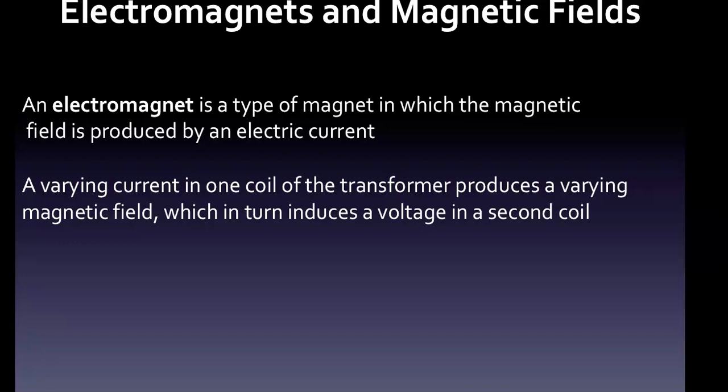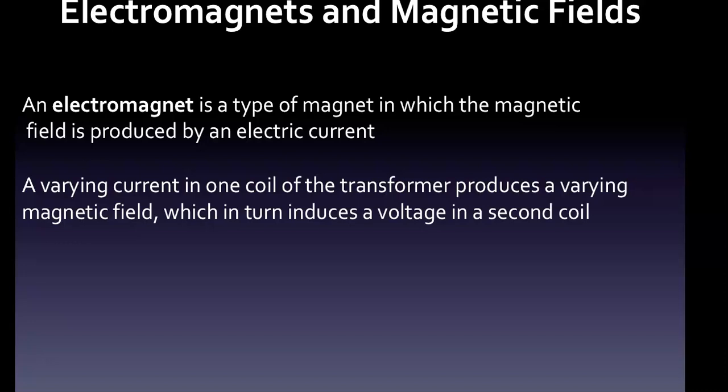Magnetic fields are widely used throughout modern technology, particularly in electrical engineering and electromechanics. Rotating magnetic fields are used in both electric motors and generators. A varying current in one coil of the transformer produces a varying magnetic field, which in turn induces a voltage in a second coil. I know I've said that probably like 3 times now, but just to really drive home the point of that as a concept that you want to know, it's likely to show up.